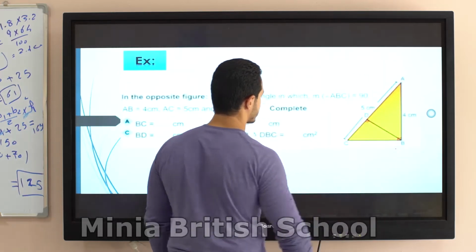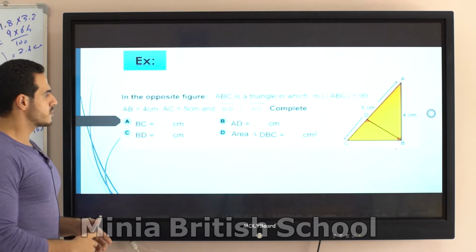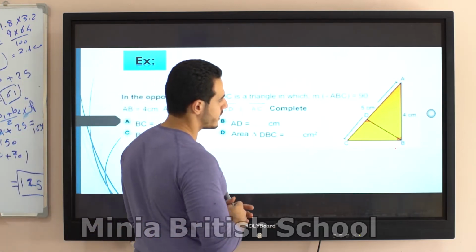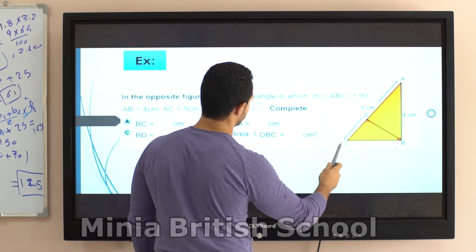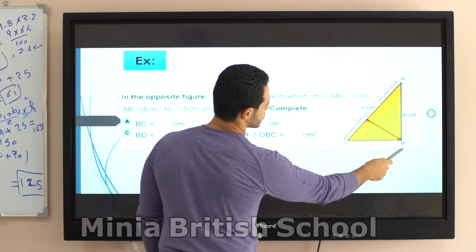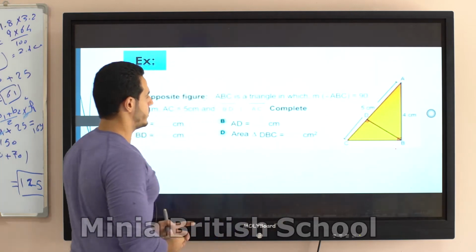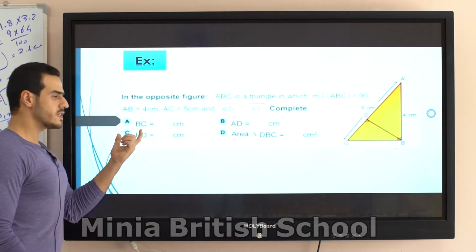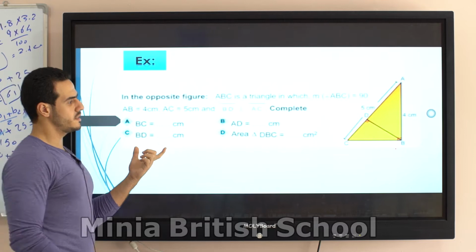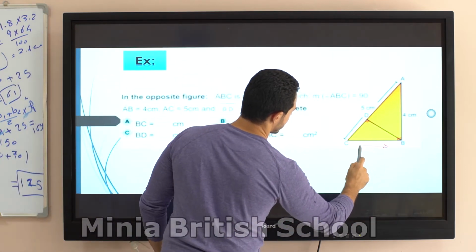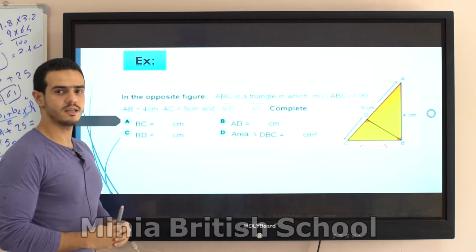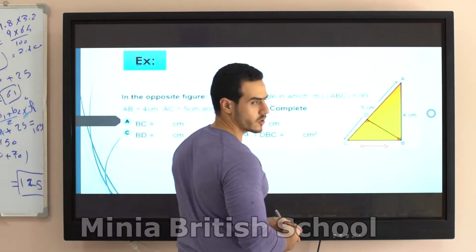Now let's solve this exercise. In the opposite figure, ABC is a right-angled triangle at B, so the measure of angle ABC equals 90. AB equals 4, AC equals 5. At first, find the length of BC. Where is BC? This is BC. Can you find the length of BC? Yes, by using Pythagoras theorem.